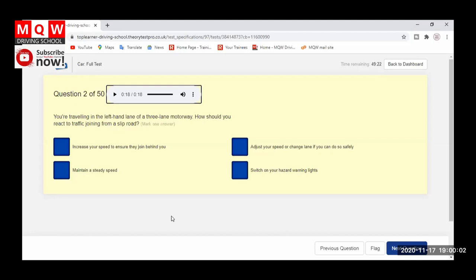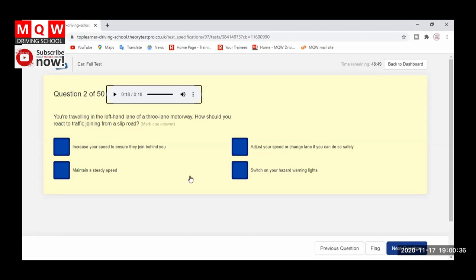Okay, I don't give the answer yet. I still want to read all of them. Number three, maintain a steady speed. That means I'm not doing anything, right? So that's not a very safe thing. Switch on your hazard warning lights. When are you allowed to switch on the hazard warning lights? When the car breaks down or something. So that's not a choice. That's not possible. That's not safe.